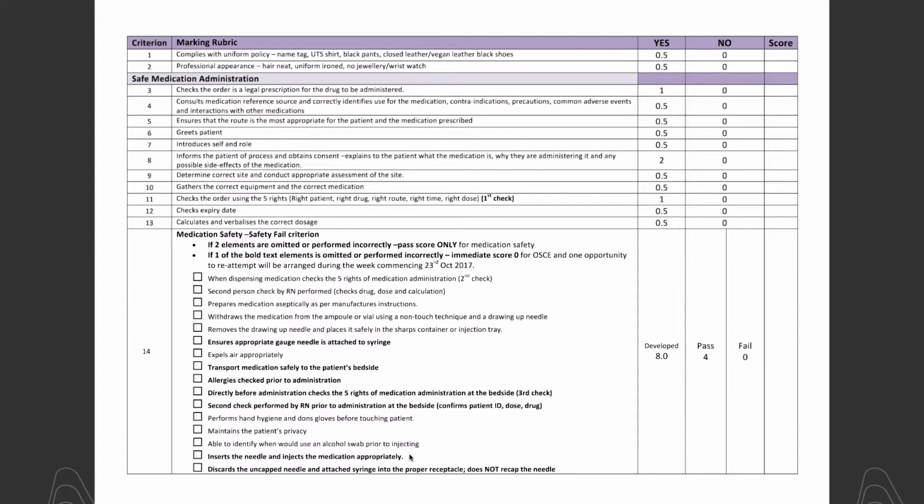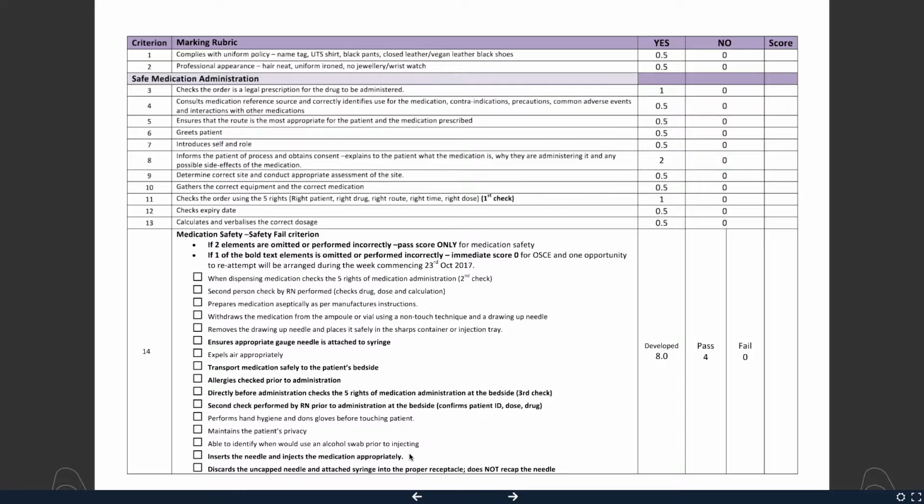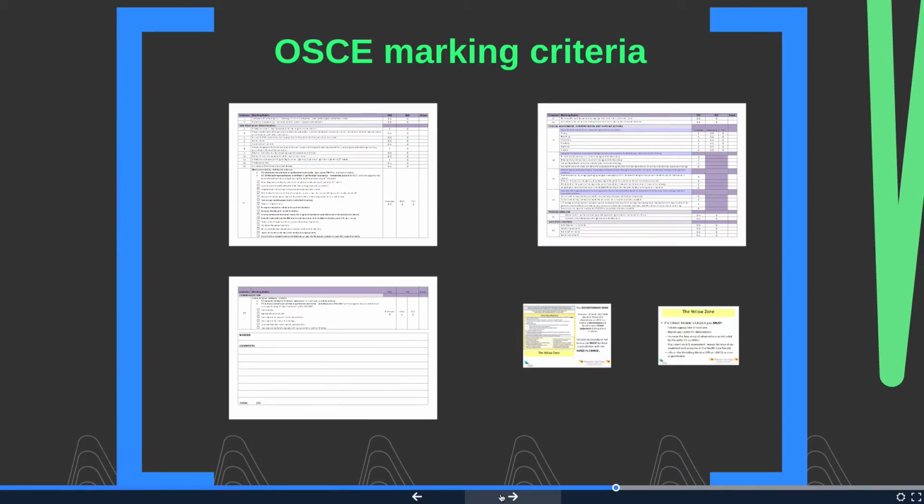The last bold element is that you discard the uncapped needle and attached syringe into the proper receptacle, and you do not recap. It is imperative that you do not recap the needle after administration, and you discard appropriately into the yellow bin. So that's that medication safety.